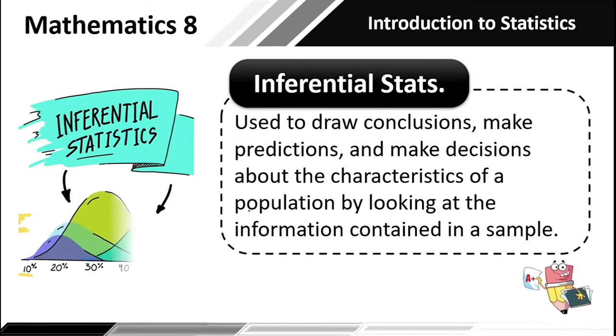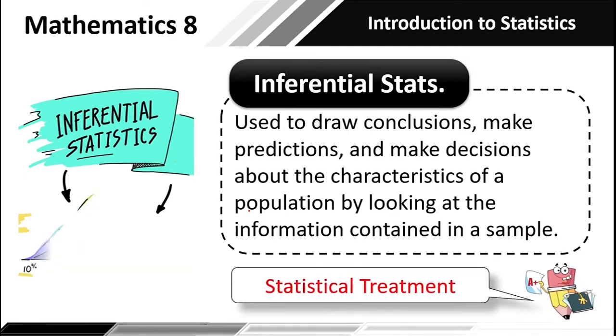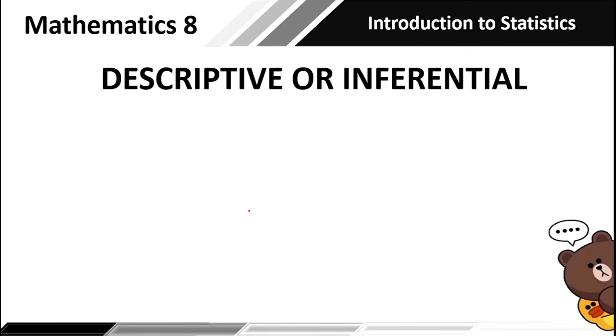We can easily identify whether the statistics used is inferential if it uses statistical treatment. What are the statistical treatments? We have t-test, ANOVA, one-paired t-test, independent sample t-test, and the like. Now let's identify given these examples. Identify whether the following is descriptive statistics or inferential statistics.